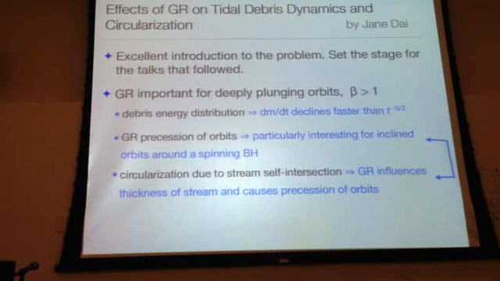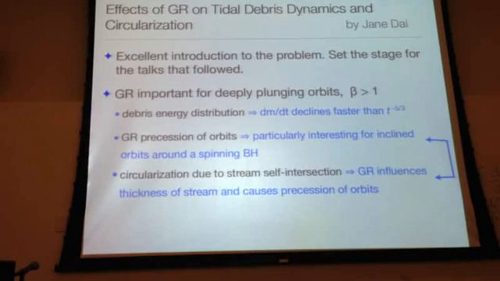The focus of the talk was how general relativistic effects influence the outcome of a calculation. As she noted, GR is important for deeply plunging orbits, beta greater than one. That means the pericenter distance is significantly smaller than the tidal disruption radius. The effect of GR is on the energy distribution of the debris, for one thing, and the result is that the debris return rate declines faster than t to the minus 5/3. This was a substantial difference.